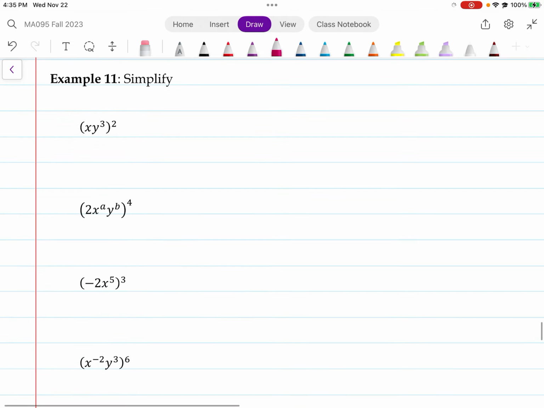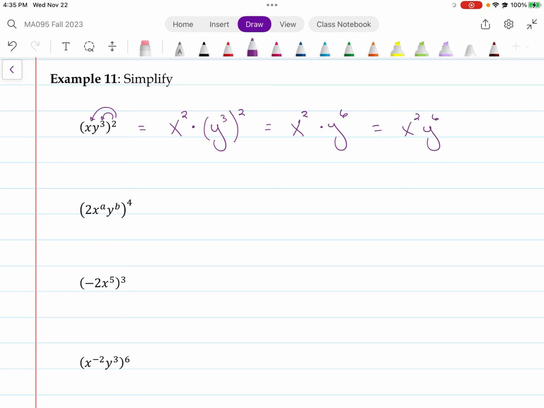All right, so first one. This is going to be x squared, and then that's going to apply to that, and the 2 is going to apply to this one. So let's take this the long way, and then we get y cubed squared. So we're going to use the power rule: x squared times y to the 6. And we can just write that as x squared y to the 6.